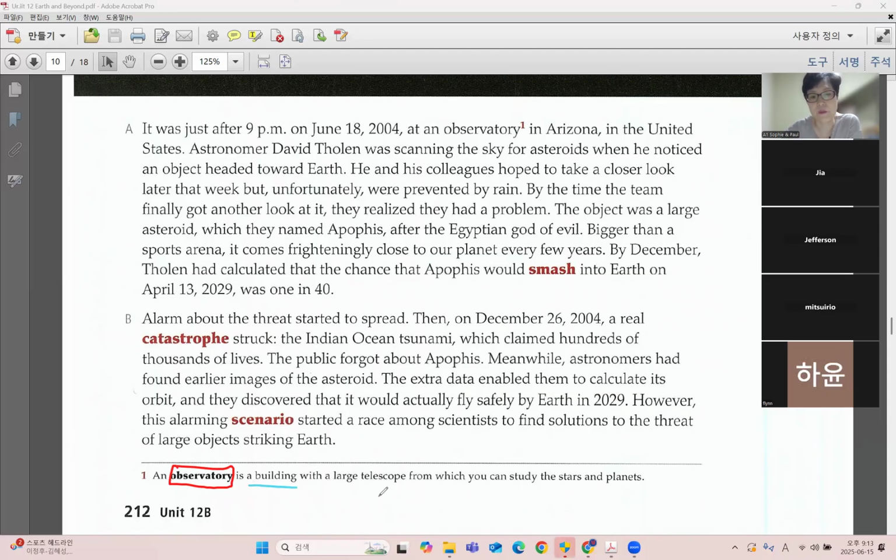It is a building with a large telescope from which you can study the stars and planets. So what is the observatory? So we can say telescope what? Station. Station is a place. So for specific, what is it? Thing, and job or task. Here, what is a telescope? What is the observatory? Right?